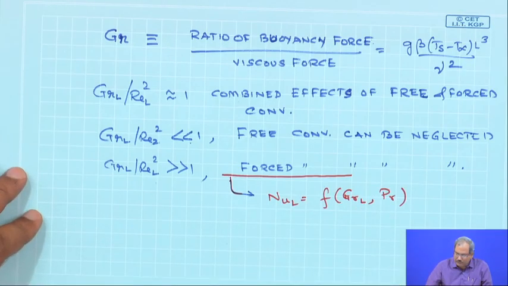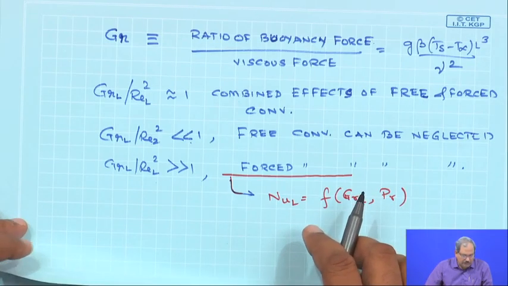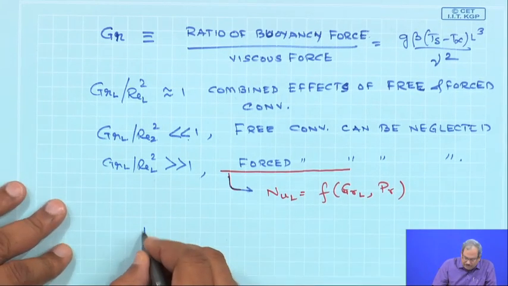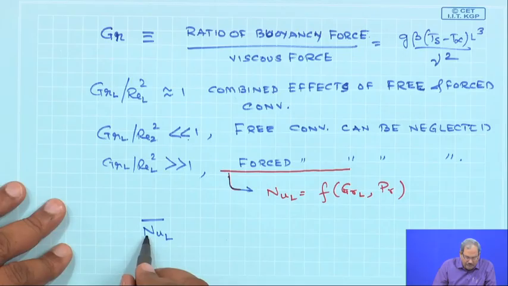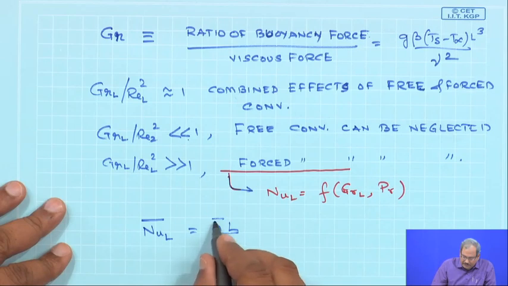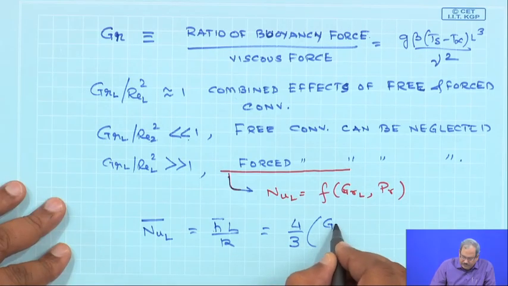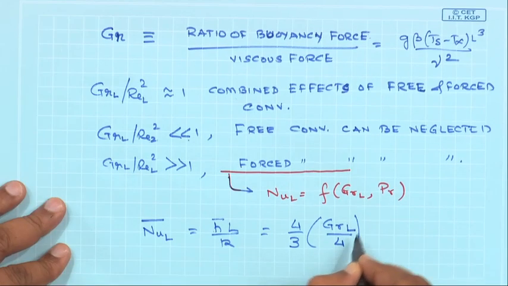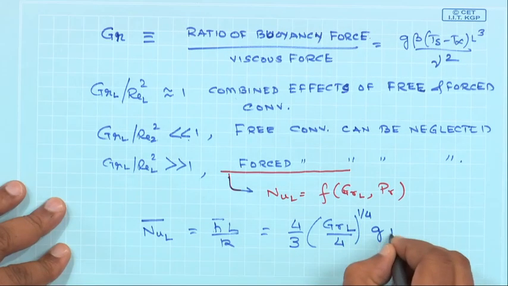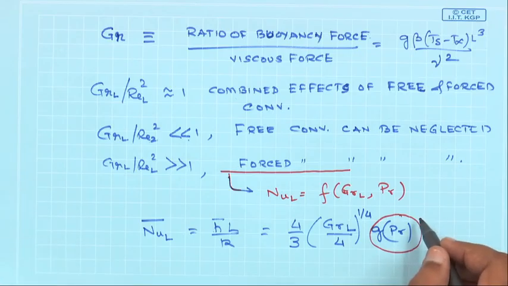A large number of relations and correlations are available for free convection, so I will simply give you some examples. For example, the average value of the Nusselt number in natural convection is h bar L by k. This h bar is the average heat transfer coefficient for free convection, which is given as 4/3 times (Grashof number based on the length by 4) to the power 1/4 times g(Pr). This g(Pr) is a function of Prandtl number, the values of which are provided in the text.